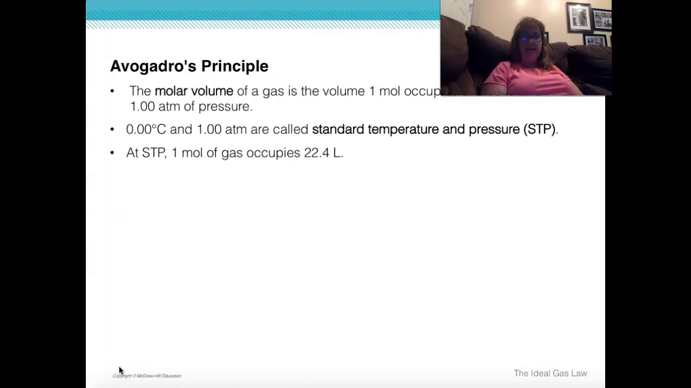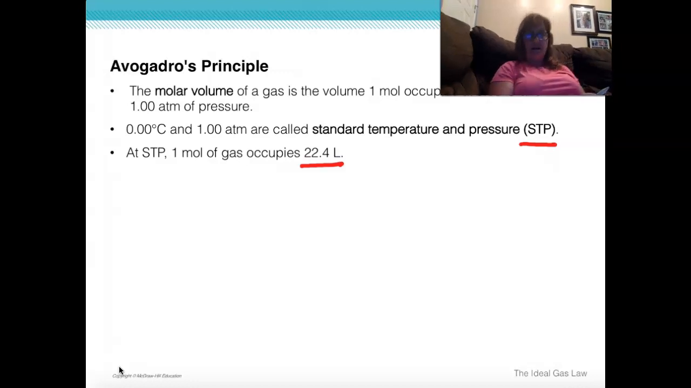And he said that of any gas, 1 mole, if it is at 0 degrees Celsius and 1 atmosphere, and we know that that 0 degrees and 1 atmosphere is what we call STP, if my gas is at those conditions and I have 1 mole of that gas, then it must occupy 22.4 liters. And this has held constant. This is what's known as the molar volume. The volume 1 mole takes up.